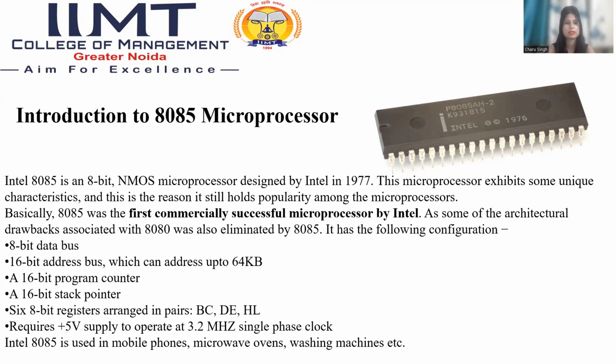And we have some configuration in the 8085. It has an 8-bit data bus and a 16-bit address bus, which can address up to 64 KB. And we have a 16-bit program counter, a 16-bit stack pointer, and 8-bit registers arranged in pairs: BC, DE, HL. All these registers work in pairs. In the 8085, we require a 5-volt supply to operate a 3.2 megahertz single phase clock. Basically, the Intel 8085 is used in mobile phones, microwave ovens, washing machines, etc.